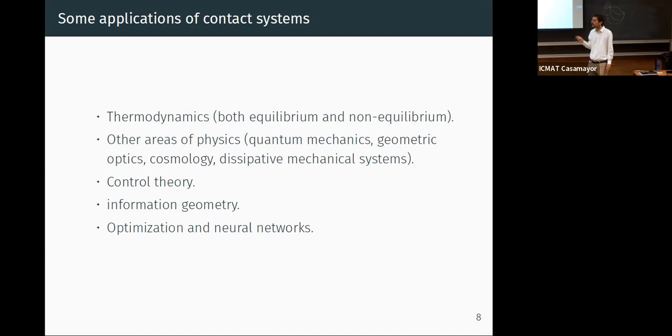Just to comment, systems that obey the Herglotz principle appear in many parts of science. For example, in thermodynamics, equilibrium thermodynamics is probably the one known for the longest time. This traces back at least to Arnold, or you can argue earlier. In other areas of physics, you can also get contact systems, like in quantum mechanics, geometric optics, cosmology, and, as we said, dissipative mechanical systems. Also in control theory, information geometry, optimization and neural networks.